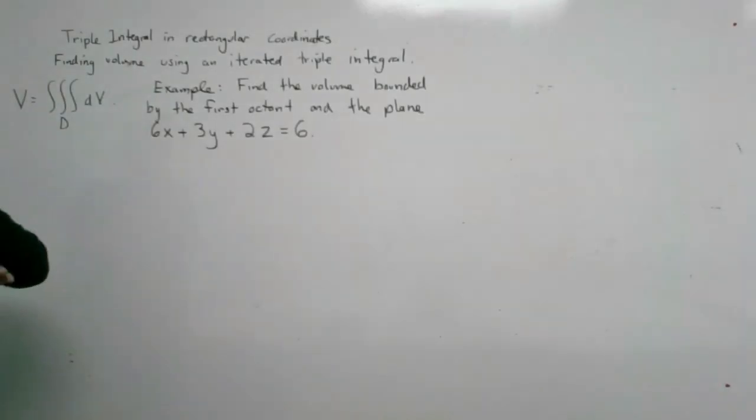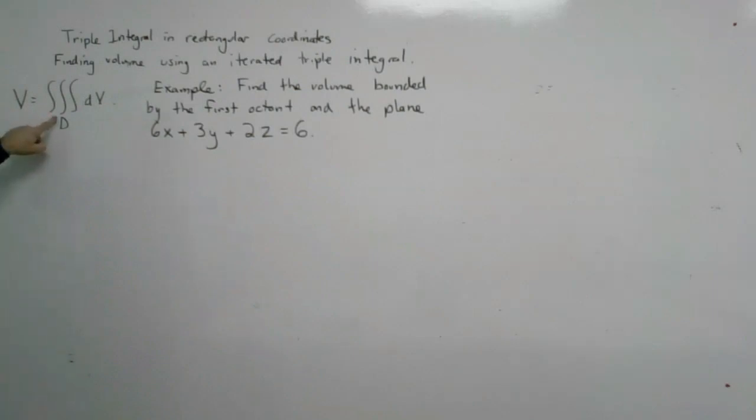So, a triple integral in rectangular coordinates. What we're going to do is find the volume using an iterated triple integral using this formula. The volume is going to be the triple integral over the domain with respect to dV.